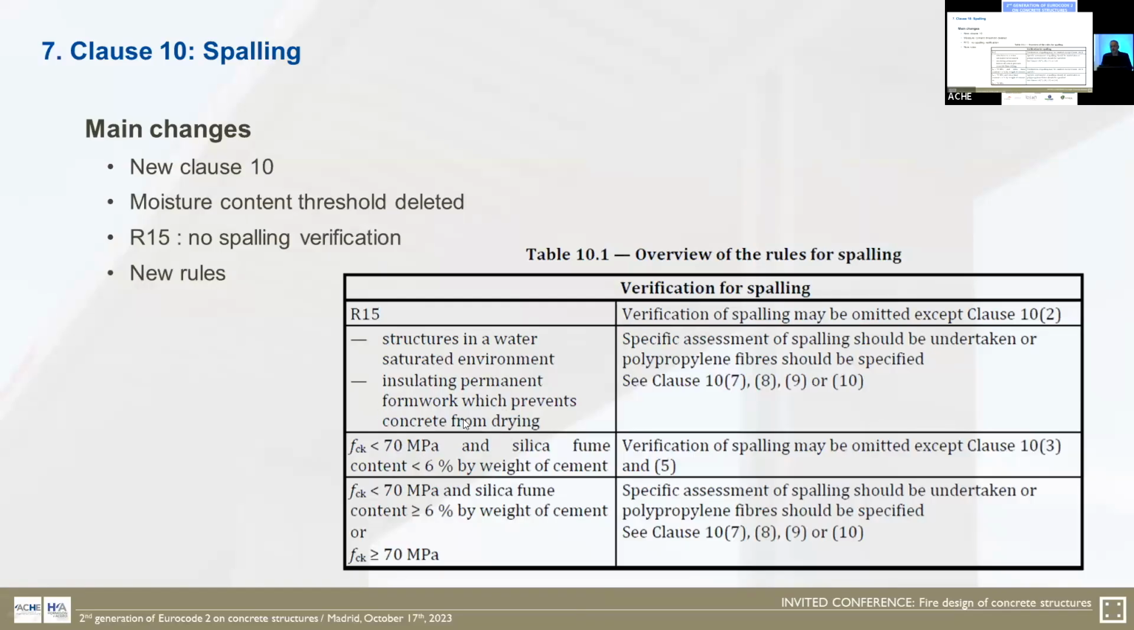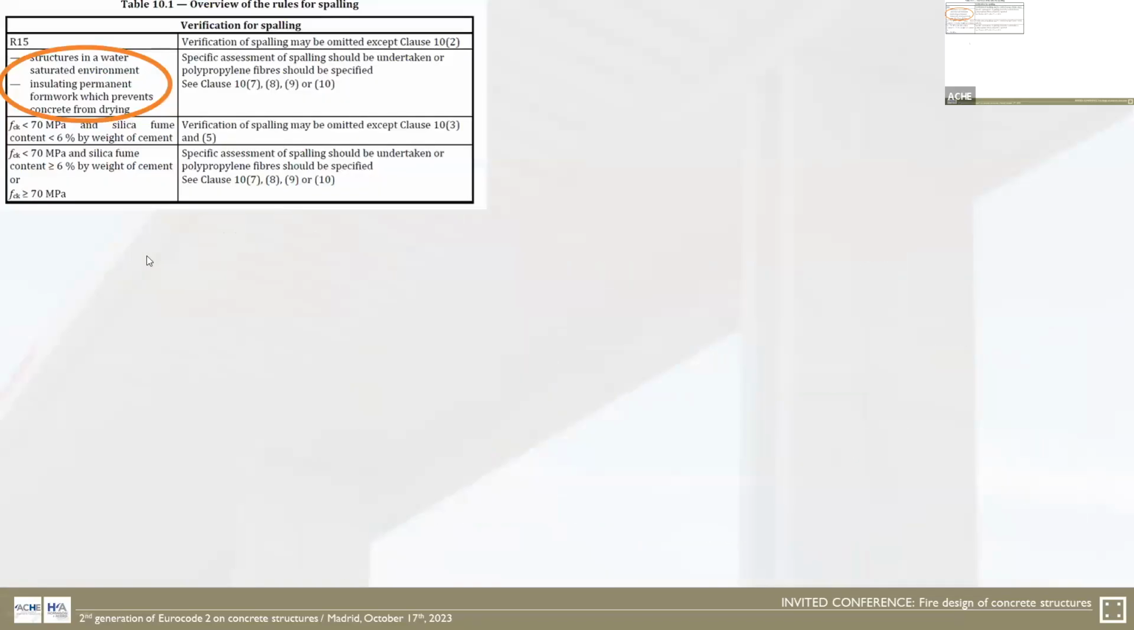And another factor which proved to be decisive in determining the spalling is the presence of silica fume. Now, concretes with high contents of silica fume prove to be very, very spalling sensitive. In this case, there is some indication, and the last provision is with silica fume content larger than a certain threshold, or the strength larger than 70 megapascals. In this case, again, specific assessment of spalling should be undertaken, or polypropylene fibers should be specified as per the clauses which are listed there.